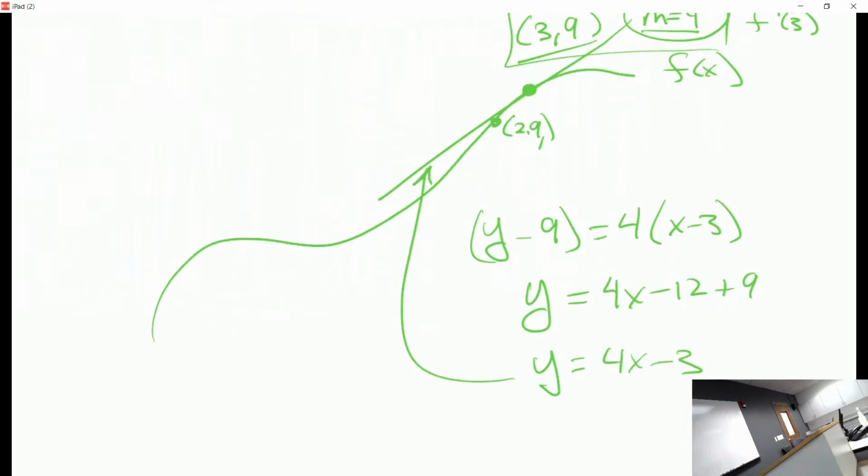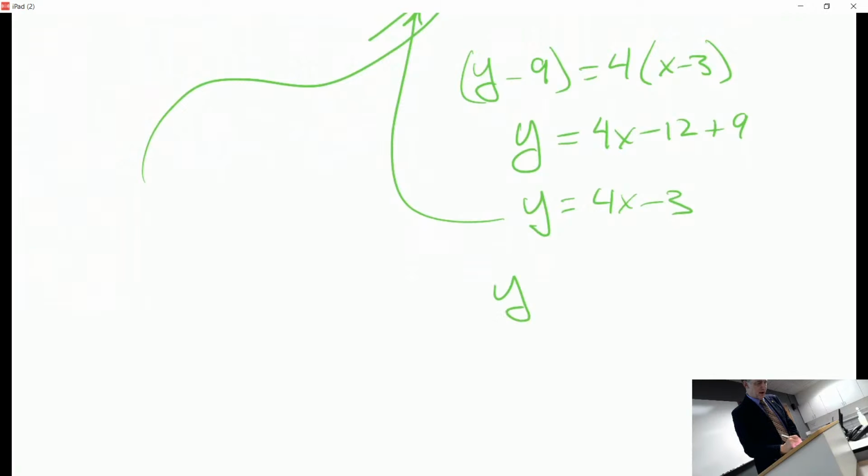And when you're pretty close to 3, the function values will be pretty close. So we'll just use the tangent line. So let's plug in 2.9. So y is equal to 4 times 2.9 minus 3. I'll need to use my calculator. I probably could do this in my head, but I'm not going to at this hour of the morning.